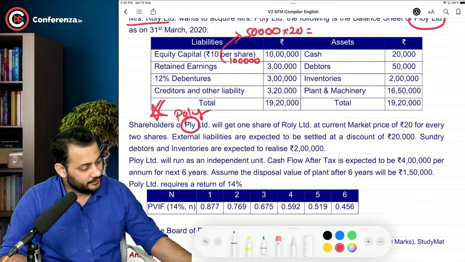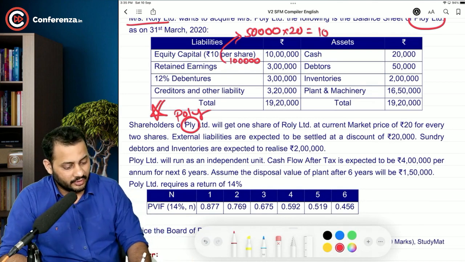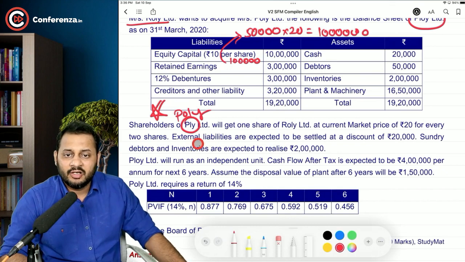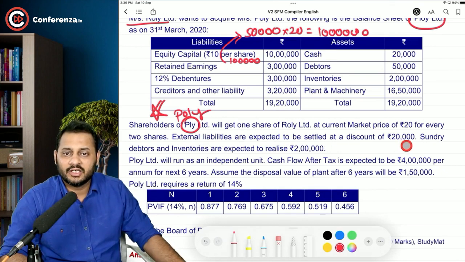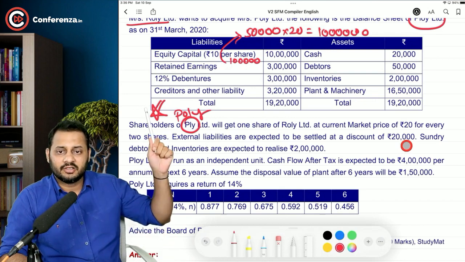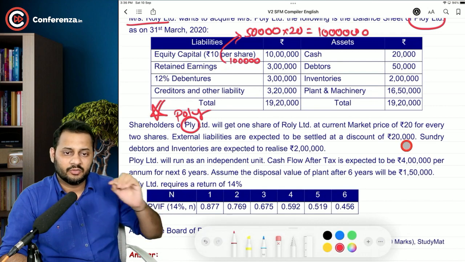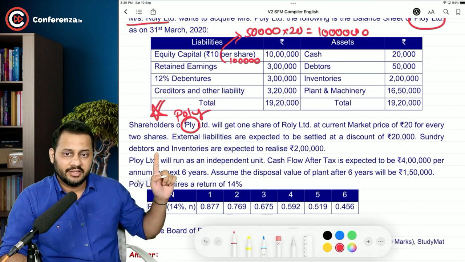Okay, 50,000 into 20 is the market price. So practically speaking, for their equity shareholder, we are giving them 10 lakh rupees. So 10 lakh rupees is the price at which we are buying this company. External liabilities are expected to be settled at a discount of 20,000. See, external liabilities will be settled at a discount of 20,000 and debtors and inventories are expected to realize 2 lakh. So just give me a second.